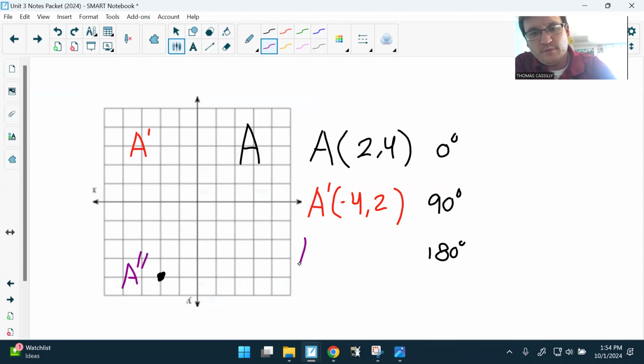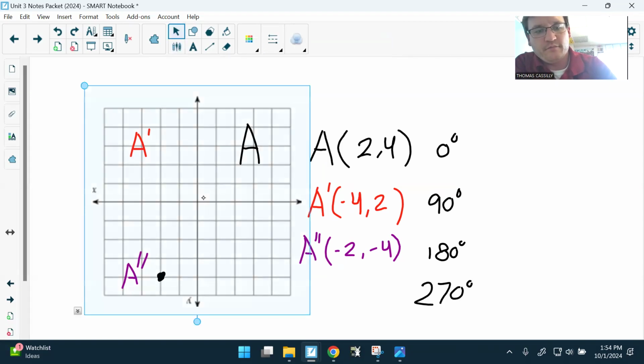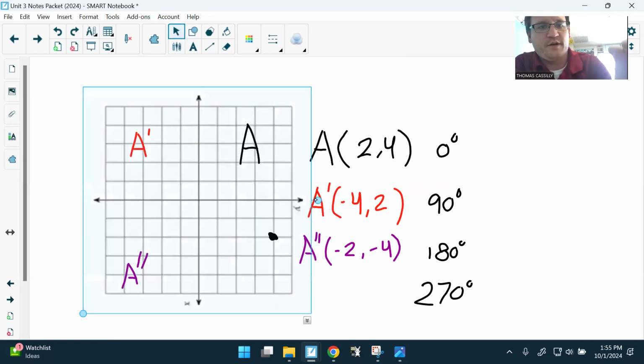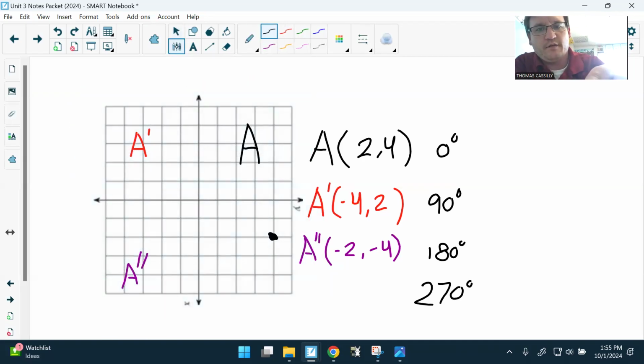All right, so A double prime now is at -2, -4. Going down the line, the next one in the 90-degree sequence is a 270-degree rotation. This one is quadruple, or triple prime rather. I'm going to spin it 90 more degrees, and that is going to land us right here at A triple prime.